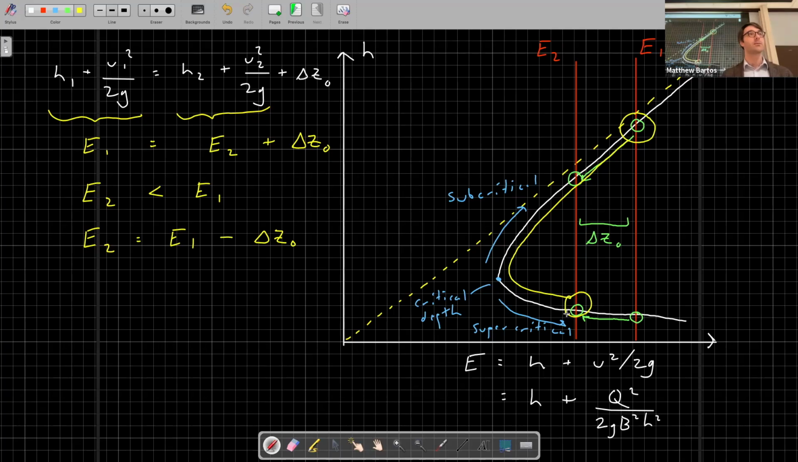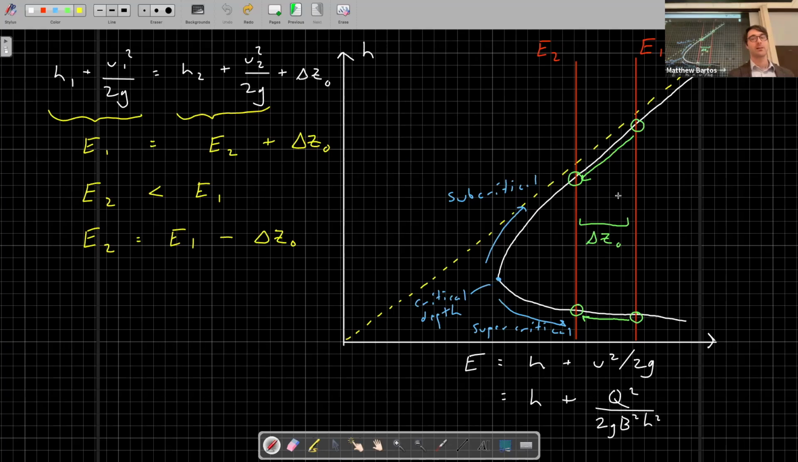Who thinks yes? Who thinks no? Okay, why is it not possible for this problem? Looking to the left, only hit the critical depth, right? So that's a good point. So in order to get to this point here, we would have to do what? The flow would have to do what? It would have to transition through the critical depth, right?